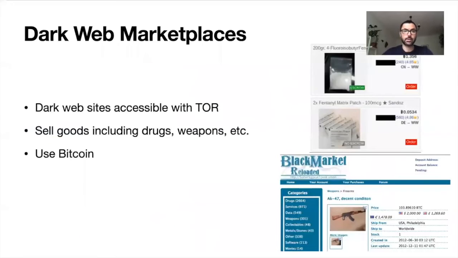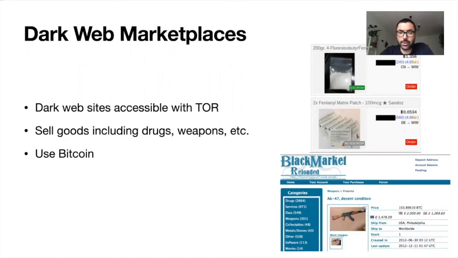So what are dark web marketplaces? Well, they are dark websites accessible with Tor, so you just need to use a different browser to access them. They sell all kinds of goods, including drugs, weapons, and stolen information. And they use Bitcoin for payments due to anonymity, or also other cryptocurrencies.